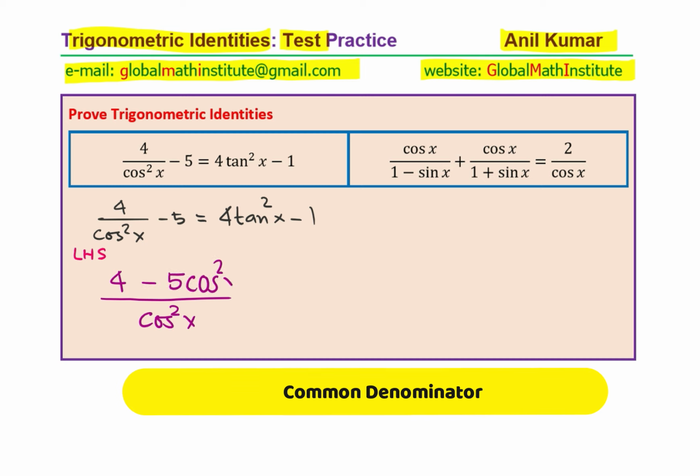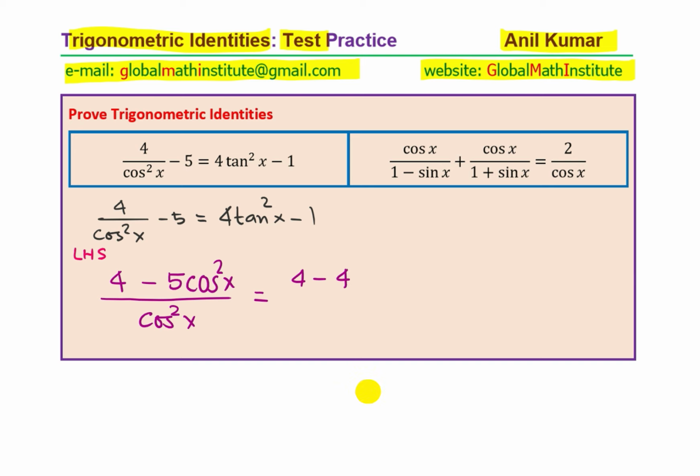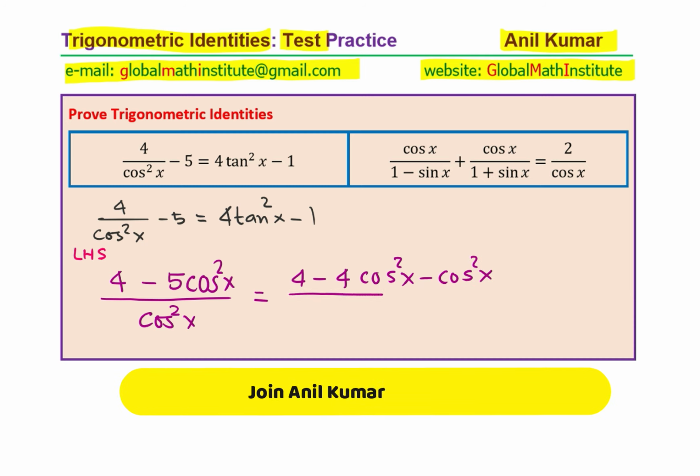Clear? Now we have 4 tan square x on the right hand side. Clearly, tan is sine over cos. So I can split 5 as a combination of 4 and 1. We'll rewrite this as 4 minus 4 cos square x and minus cos square x, divided by cos square x. You can see that the last term will give you minus 1, and the first two terms, when I factor out 4, will give me 1 minus cos square x, which is sin square x, right?